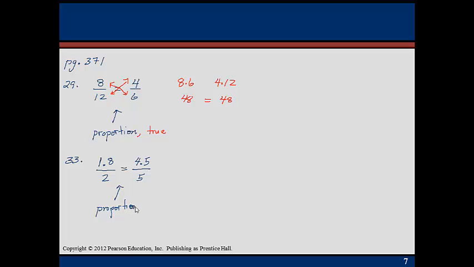Now we need to know whether or not it is true or false. So we're going to cross multiply. We're going to do 1.8 times 5, and we're going to do 4.5 times 2. So 1.8 times 5 is 9, and 4.5 times 2 is 9. These are equal. Therefore, this proportion is true.